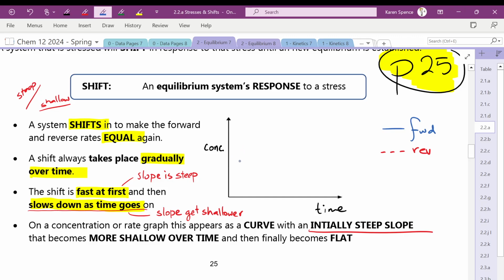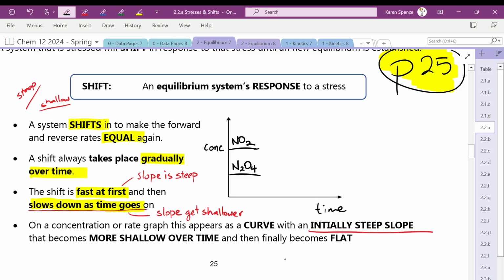And initially, oh, I'm sorry. Am I doing rate or am I doing concentration? I'm doing concentration, so I'm not doing forward and reverse. So we would have maybe our NO2 and our N2O4. All right, and when we increase the concentration, oh, that's why I'm looking at the wrong page. Oh, silly me.